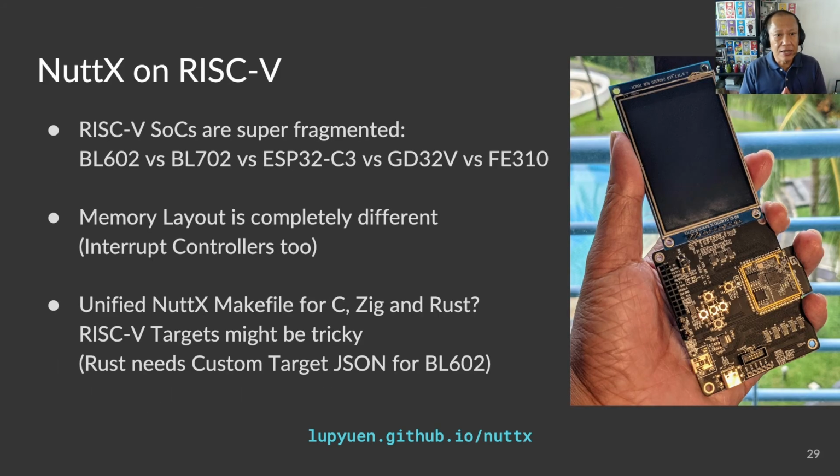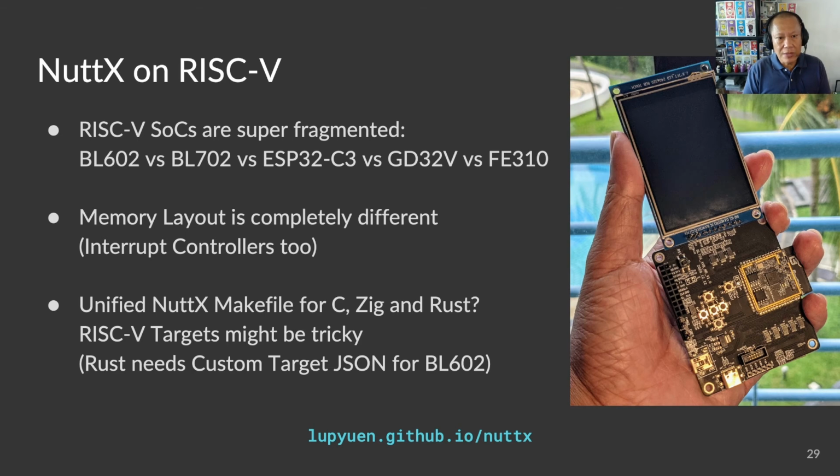Since we're running NuttX on RISC-V, let me share some thoughts on the RISC-V ecosystem and how it affects NuttX. Sadly, the RISC-V ecosystem today is severely fragmented. RISC-V microcontrollers like BL602, ESP32, GD32V, FE310 all have vastly different internals. Memory layout is completely different. How we handle interrupts is also different. It's not easy to jump from one platform to another.